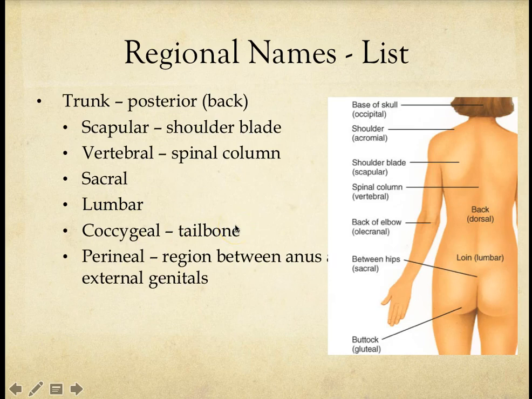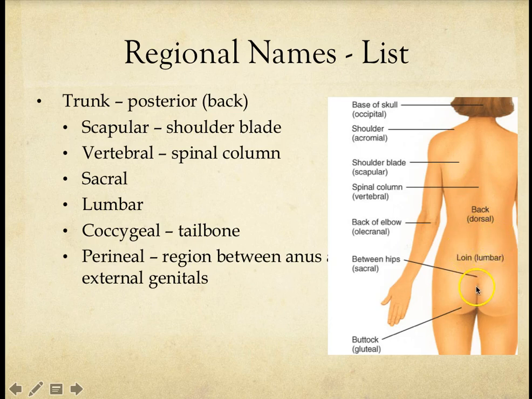If we take a look at the posterior part of the trunk, where your shoulder blade is, that is your scapular region. The vertebral region is simply where the spinal column is, where your vertebrae are. Sacral region is sort of this very lower part of the back. Lumbar is really your lower back.